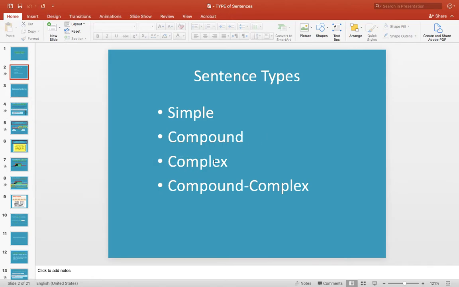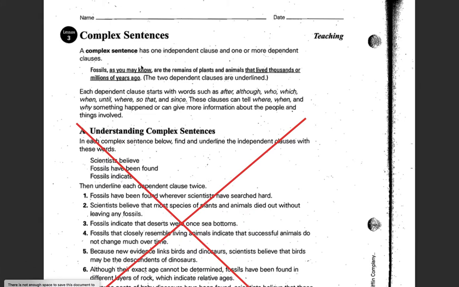Now, starting off with the complex sentence, what is a complex sentence? A complex sentence has one independent clause and one or more dependent clauses. So a complex sentence is at least made of one independent clause and one dependent clause. It could be more than one dependent clause.